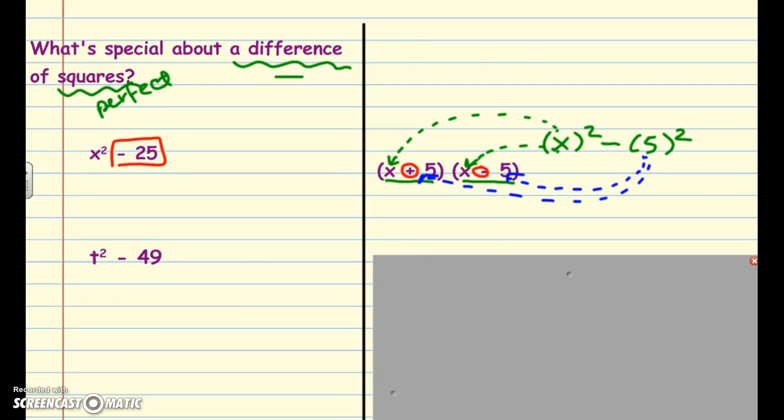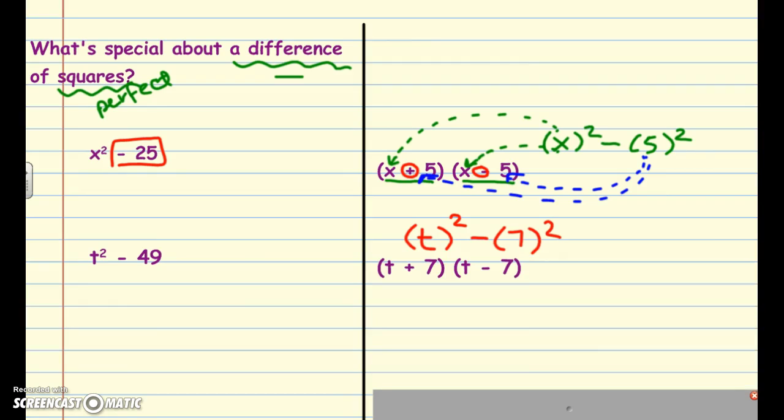Okay, so we're back. Again, we know that t squared is t times t, and 49 is 7 times 7. So we can write that as t to the second power minus 7 squared. And then just like that first example, put them each in parentheses. One of them gets the plus in the middle, and the other gets the minus in the middle. Again, you can check those answers by double distributing, and you'll see that the plain t terms in the middle cancel out because they are opposites.